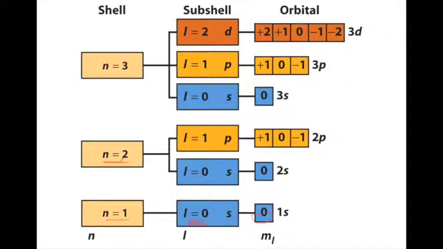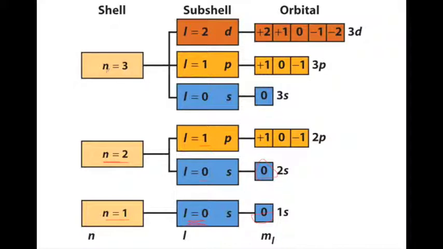N equals 2. Look at the second shell. Remember we said we can have two L values, 0 and 1. That means we have two subshells in the second shell. These subshells contain S-type orbitals and P-type orbitals. The m sub L value for L equals 0 is 0. The m sub L values for L equals 1 can be positive 1, 0, and negative 1.